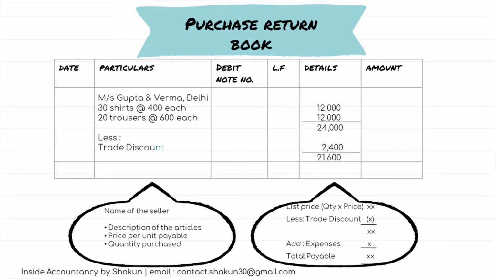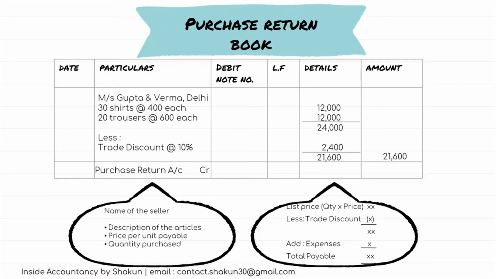So we have the name of the seller given, Messrs. Gupta and Verma. The details are mentioned. We multiply the quantity with the price and we get this amount here. From that we subtract the trade discount. So this 24,000 is a list price on which 10% is calculated, which is the trade discount. After subtracting, we get 21,600, which is shown in the amount column.